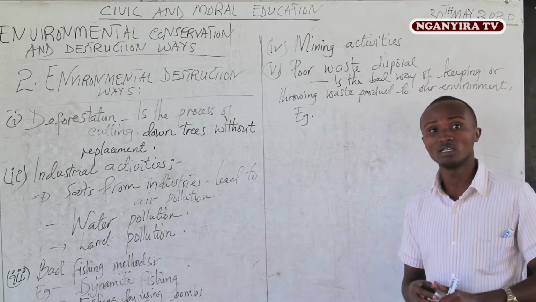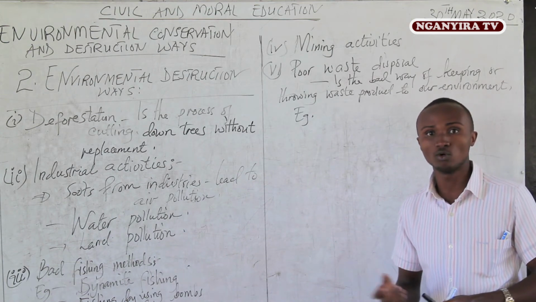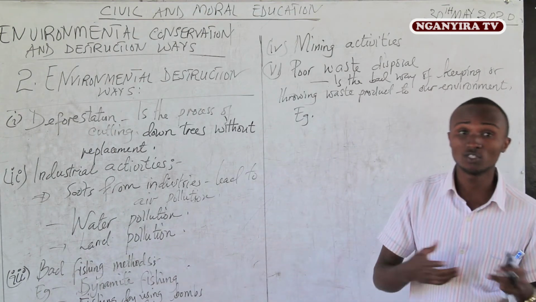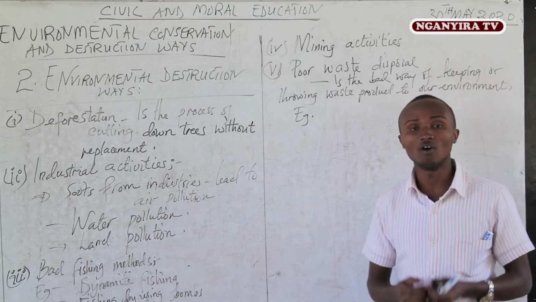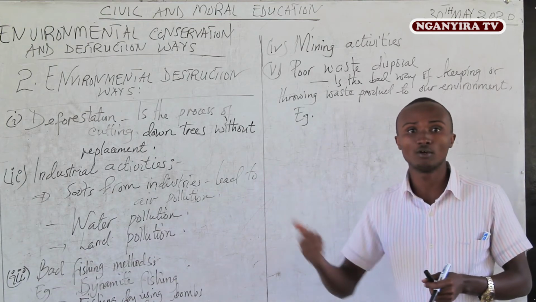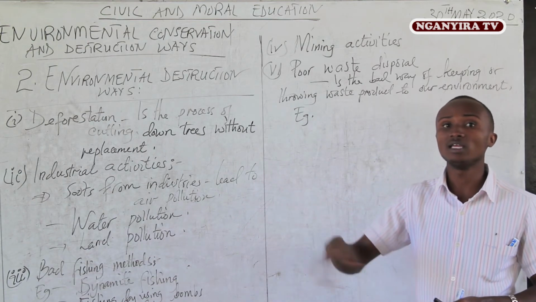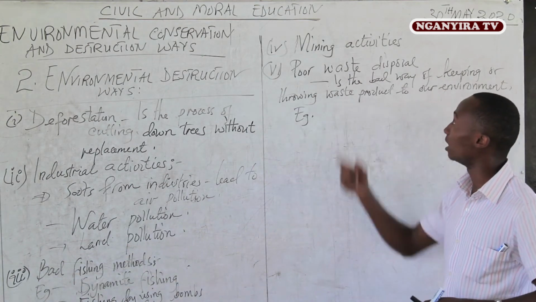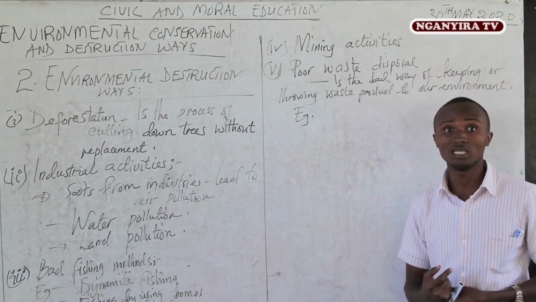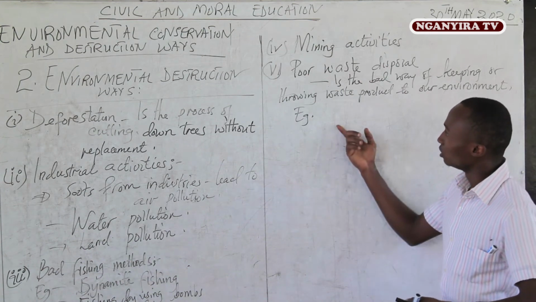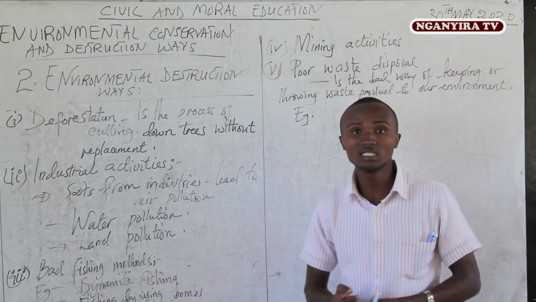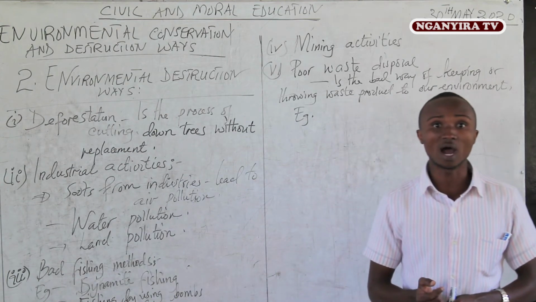But apart from that, maybe for those who are in the school areas, maybe they have their pieces of paper. Then instead of taking those pieces of paper to the dustbins, they throw them randomly in the environment. So that is what we call poor waste disposal. So those are examples of waste that can destroy our environment.